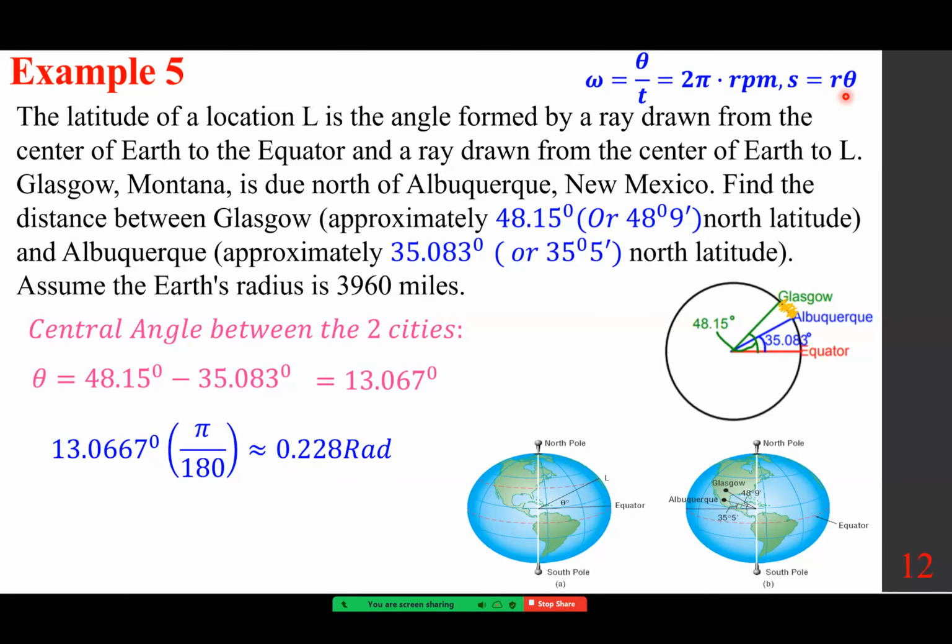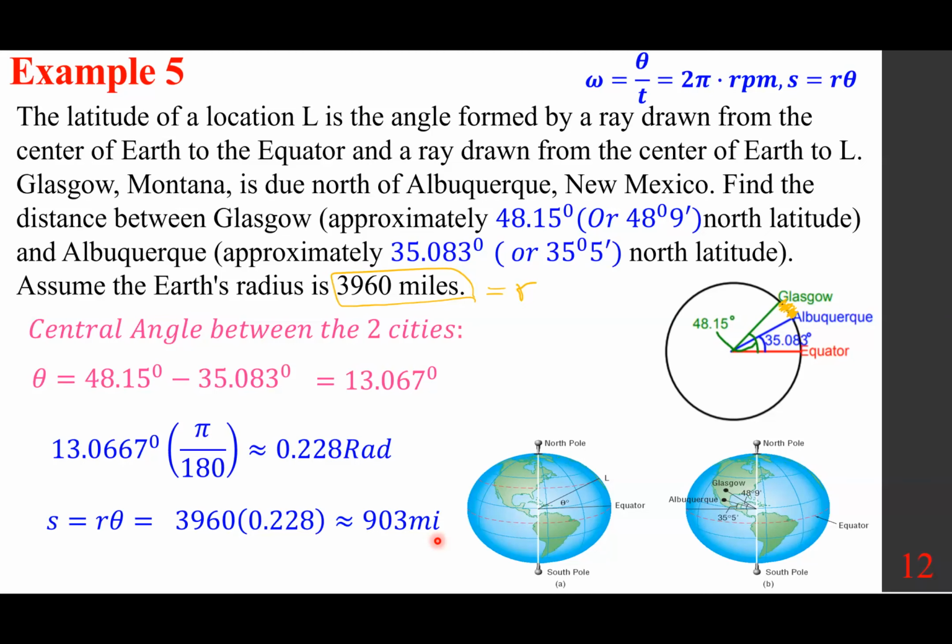S equals R theta. This is R. And their product, this number times this, and the units, whatever units of the R. Their product is about 903 miles. That's how we approximate the distance between the two cities based on the latitude of their locations.